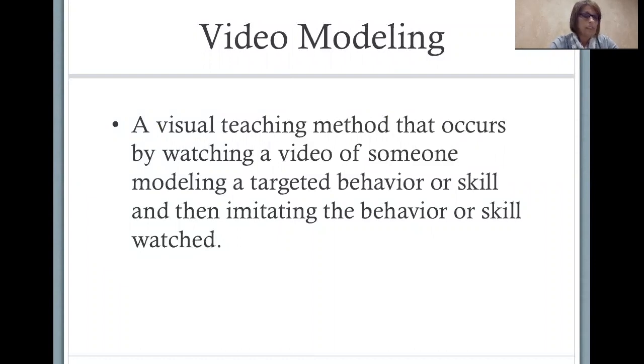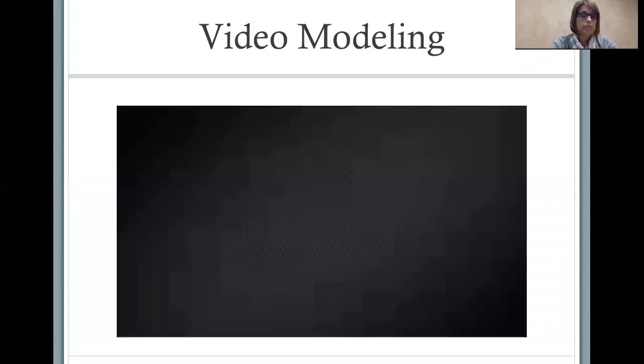Video modeling is defined as a visual teaching method that occurs by watching a video of someone modeling a targeted behavior or skill and then imitating the behavior or skill watched. This strategy allows for more frequent and consistent review of a specific skill and is especially good for visual learners. It is often used for teaching social skills. This video shows some examples.